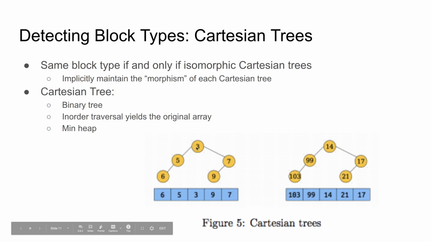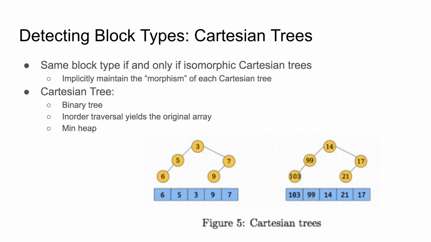So if we see this, 3 is the minimum of the entire array, and its left child is going to be the Cartesian tree built on this subarray, and its right child is going to be the Cartesian tree built on this subarray. What I'm trying to say is that if the minimum at every position is the same, then it's going to build up the same Cartesian shape, because the Cartesian tree is going to be built off the minima. And the other direction, isomorphic Cartesian trees implies the block positions are the same.